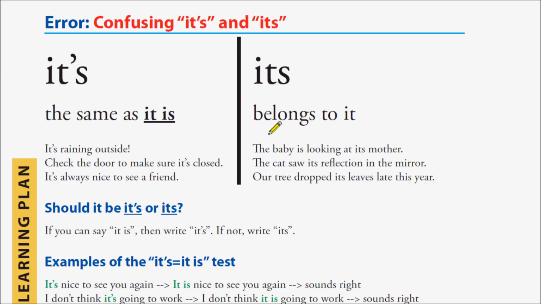So look at this, see? If you say, the baby is looking at its mother, now if you would change this to it is, it would say the baby is looking at it is mother. See, it doesn't make any sense. So if it doesn't make any sense to put the it is there, then you have to use this one. If it makes sense, then you use the one with the apostrophe. That's it. And here are the examples.